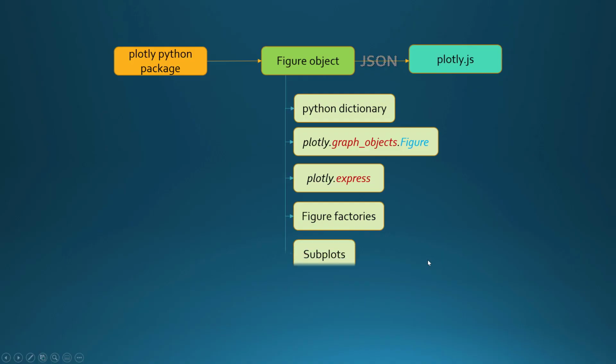Now there are other ways like subplots, where you can create multiple plots in a single plot, like the trellis diagram, right? That also we can create using plotly, which we will definitely see. So these are all the different ways of creating a figure object in plotly, which is the heart of creating graphs, plots, or charts in plotly.